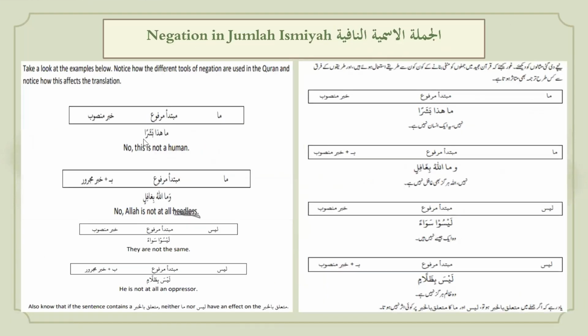Ma haza basharan. So what is this form? This has ma before the mubtada marfu'. Haza is mubtada, which is in rafa' status. Ma haza basharan. No, this is not a human. So ma plus marfu' ism, which is mubtada, and then khabar mansoob. Then you have another example. Wamallahu bighafilin. Ma before mubtada marfu', isme jalala, Allahu marfu' bidamma, and then bi ghafilin instead of ghafilan. So it has more emphasis.